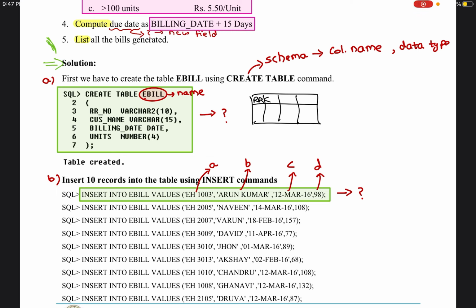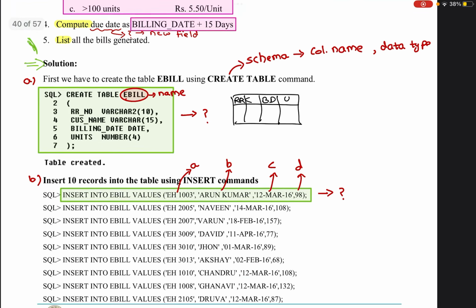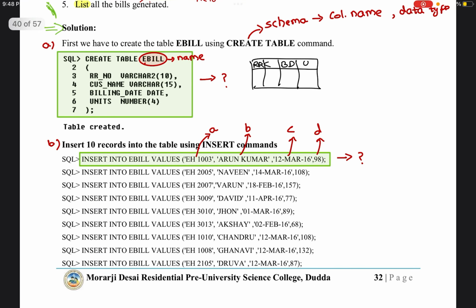Okay, now part B, we will insert 10 records. What are records? This. Okay, now we have created the columns. Now our table is empty, so we'll insert some records to fill it. Okay, so now this is basic data. These are the repetition commands, all of these. Okay, now we'll understand the first one, and the rest of this you can understand by yourself.